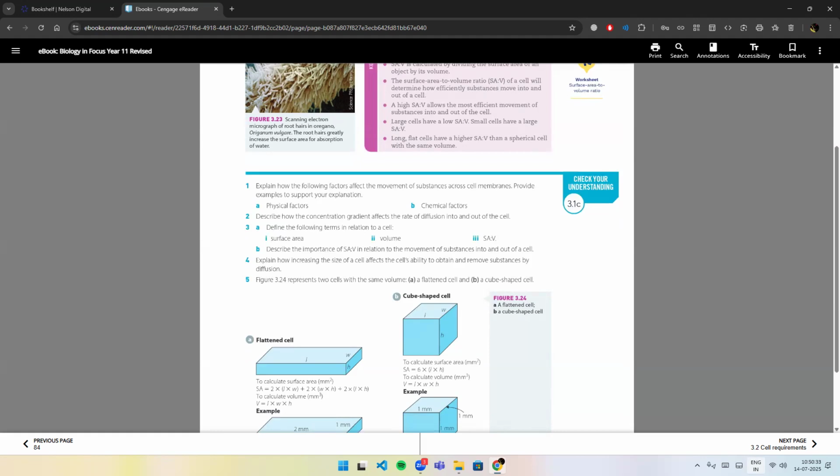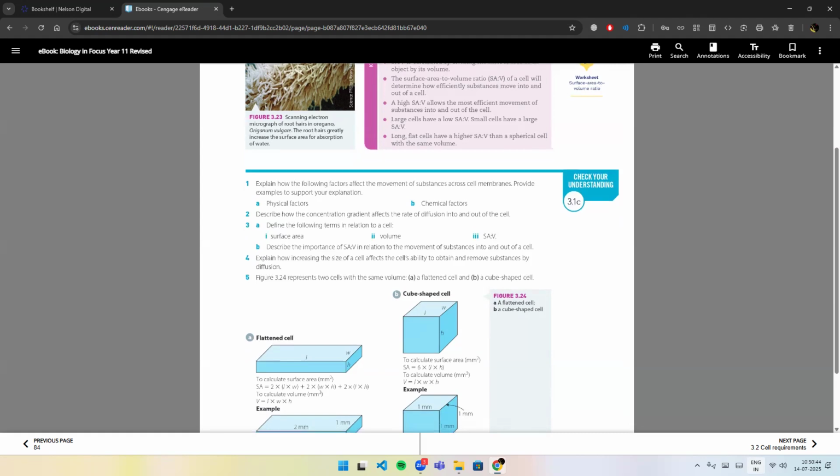Large cells have a low surface area volume ratio. Small cells have a large surface area volume ratio. Long, flat cells have a higher surface area volume ratio than a spherical cell with the same volume.